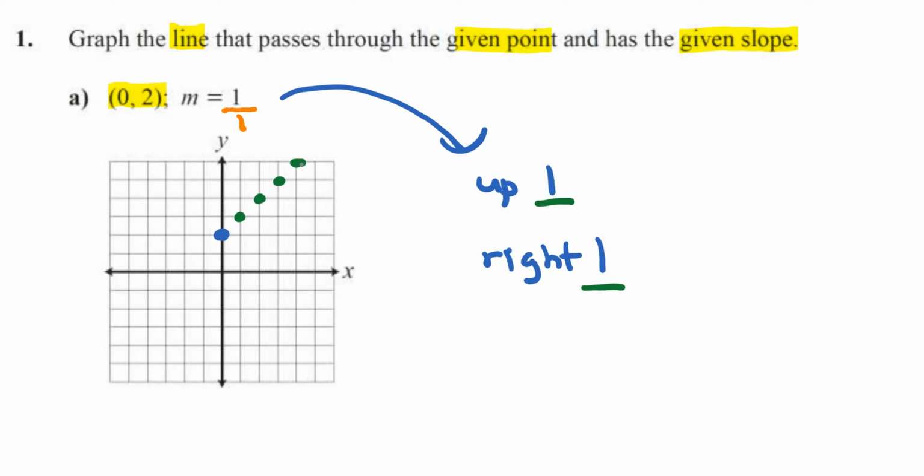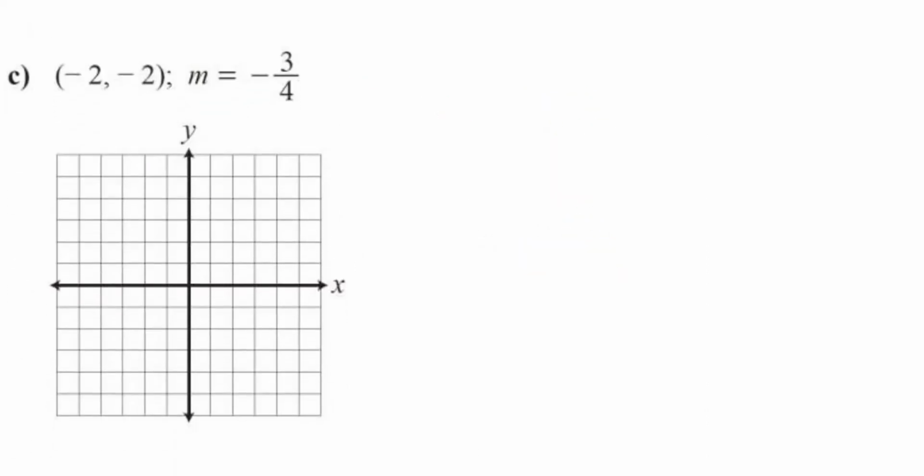Now, once you run out of space, you can go back to the blue dot and go down 1, left 1, down 1, left 1, down 1, left 1, and just continue the pattern here. And there is your line, and just connect the dots. And there you go with that particular problem. Okay, let's move on to the next one, letter C here.